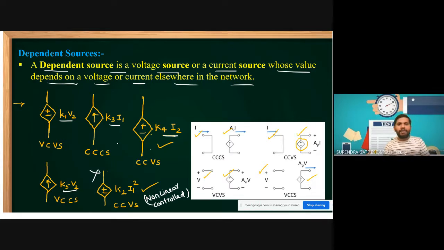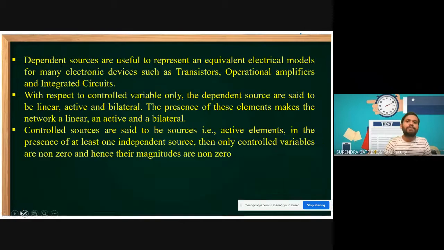Yes, friends, this is what exactly a dependent source is: a source whose magnitude depends on the voltage or current in the network. That means the controlling parameter decides its value. It depends on the controlling parameter, and that's why it is named a dependent source. But here, these are very important 5-star points with respect to dependent sources. Students, please concentrate.